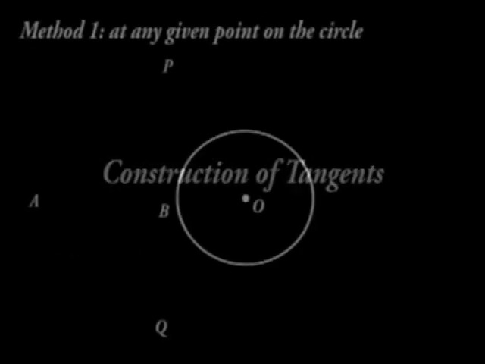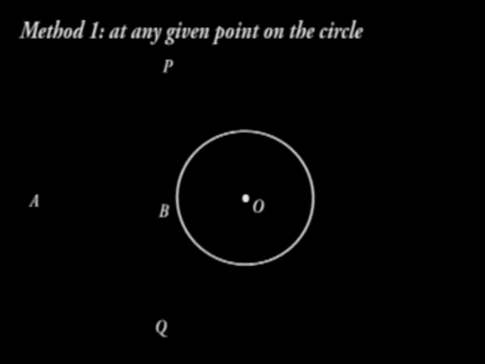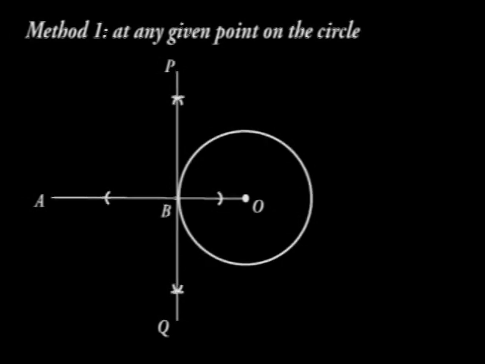Construction of tangents. Method 1 involves constructing the tangent at any given point on the circle. From a circle, draw line OA through B. At B, construct a perpendicular line PQ, and PQ is a tangent to the circle at B.